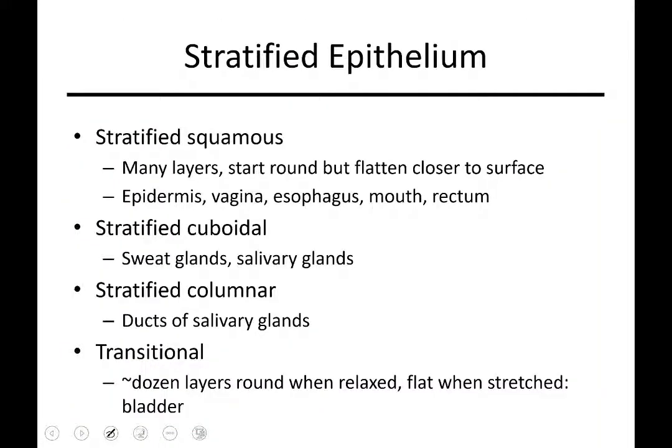Okay, the stratified ones, those are the stacked up ones. So we're not going to do stratified columnar, so don't worry about it. You do need to know transitional. That's the one just in the bladder. So just associate transitional with the bladder and you're good. It's going to be super stacked when the bladder's empty and a lot thinner and stretched out when the bladder is full. Stratified cuboidal, just know it's more in glands, but we're not going to see them.